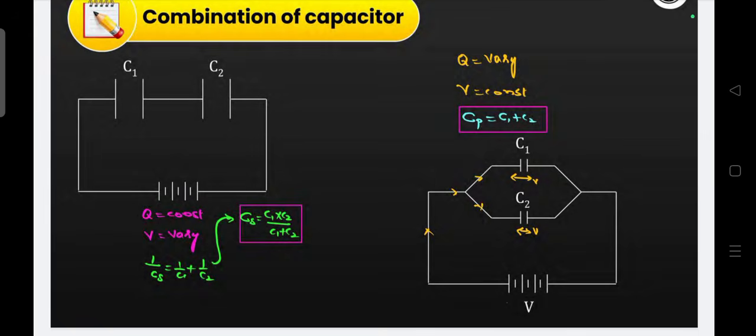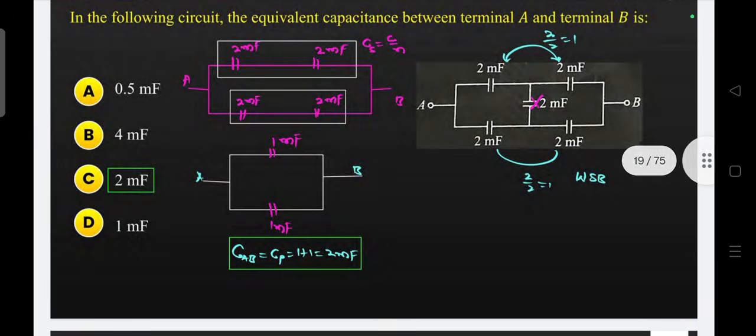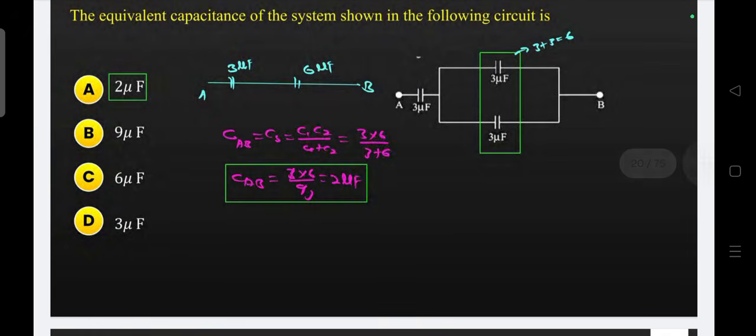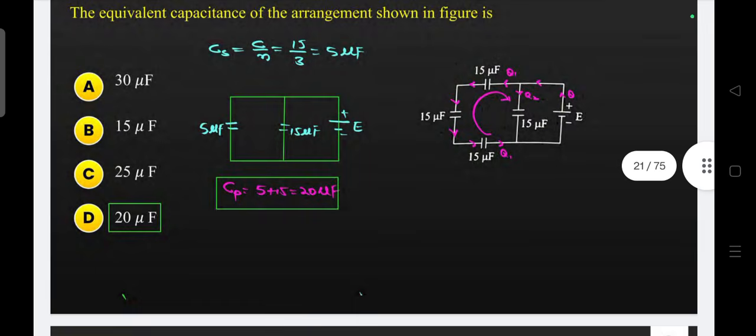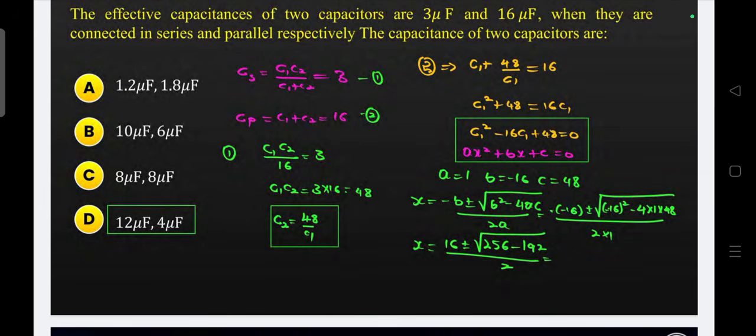Next topic, combination of capacitors, series capacitor and parallel capacitor. Formula for series capacitor and parallel capacitor. Take down the notes. So on the basis of capacitor, here is the question with solution. Next question. So these are all the important topics and questions they'll ask in KCET. Next question. The equivalent capacitance of the arrangement shown in the figure is? You have to find the equivalent capacitance.